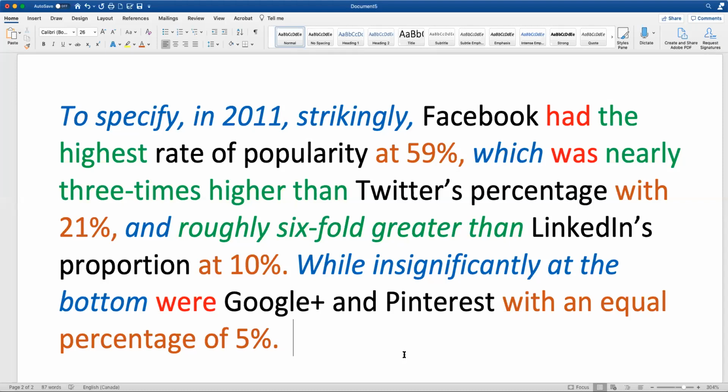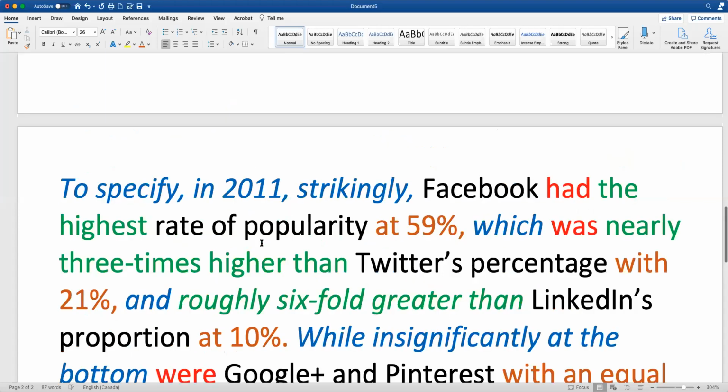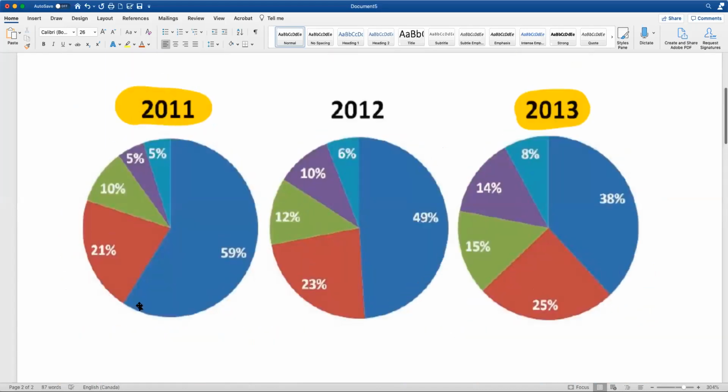So, that is that year, 2011. And we know the second paragraph we're going to talk about 2013. But what about 2012? You don't have to write all the information about it. Because one, you don't have time, and two, it's not the most important year. The beginning and the end are the most important.